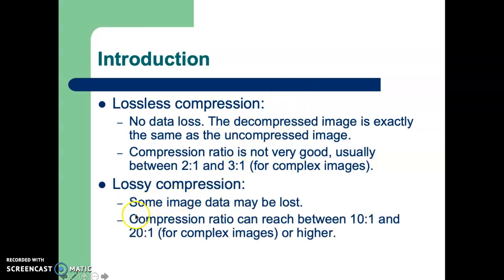But for lossy compression, of course, some image data may be lost. But the compression ratio can reach between 10:1 and 20:1, so 20:1 for complex images or higher. This is the advantage of lossy compression, where you will get a higher compression ratio. So with a ratio of 10:1, you can reduce the size 10 times lower compared to the original.